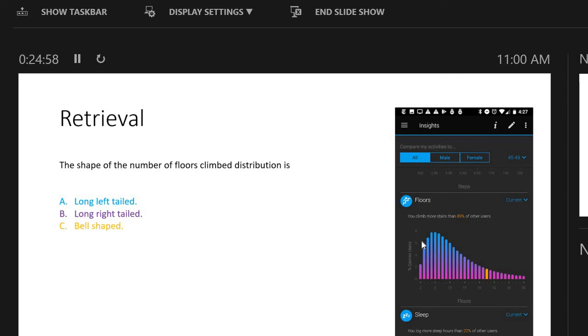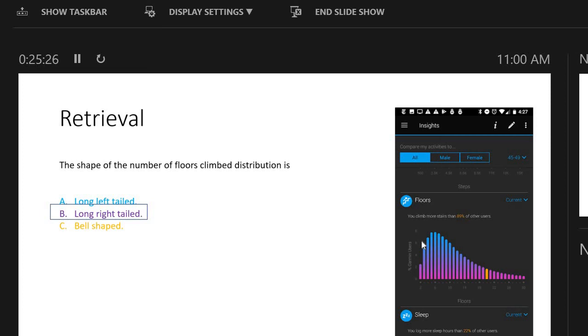All right, let's answer this one. Do the best you can. What do you guys think of this one? What's the shape of this? Long left tail, long right tail, or bell shape? Pink's going to be the substitute for that, that's correct. It's long right tail. That long tail has something to do with the variability. So it's telling you that you don't have a bell-shaped curve, you have more variability to the right.